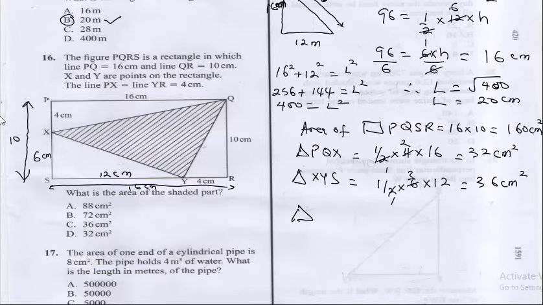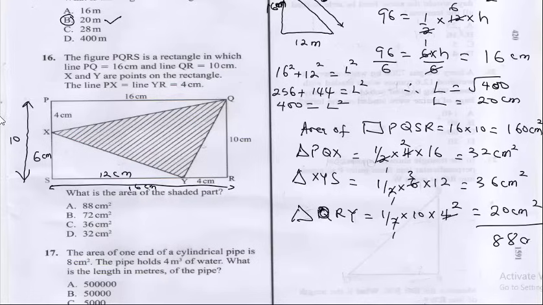Now the last triangle will be triangle QRY, which will be half times this will be 10 times 4. 2 here 1, 2 here is 2. This will be 10 times 2, which is 20 cm squared. Now total sum of triangles, if you sum the 3 triangles up, their areas will be 32 plus 36 plus 20. 2 plus 6 plus 0 is going to give us 8. 3 plus 3 plus 2 will give us 8. So this is 88 cm squared. So this is the total area of unshaded parts.